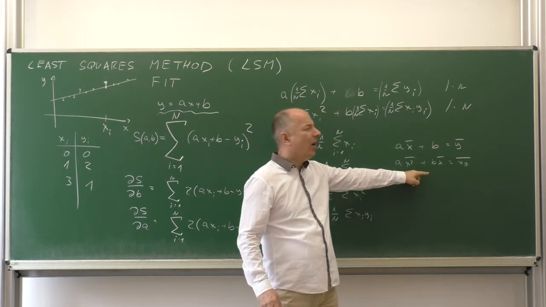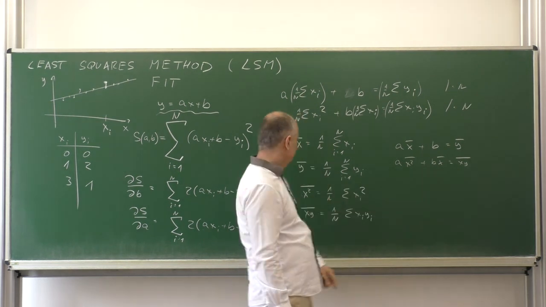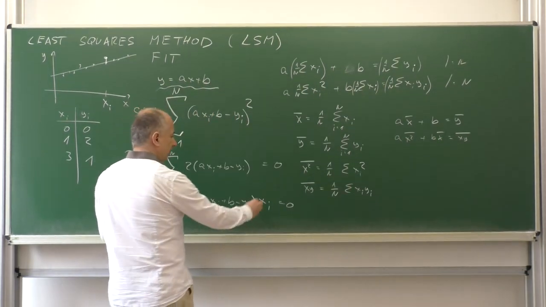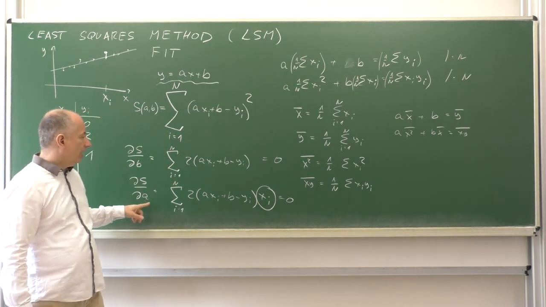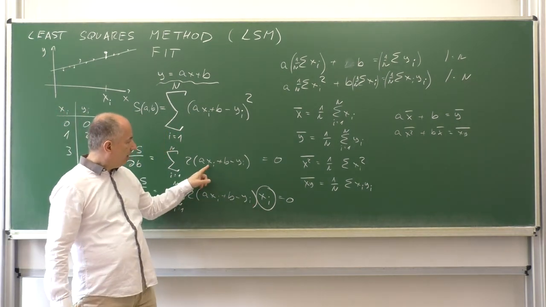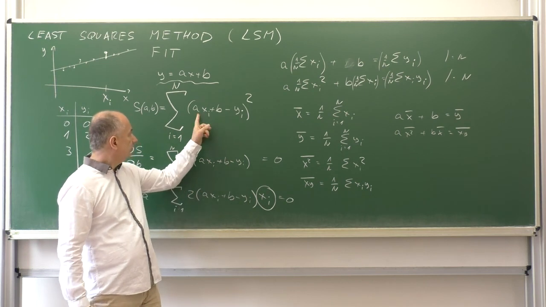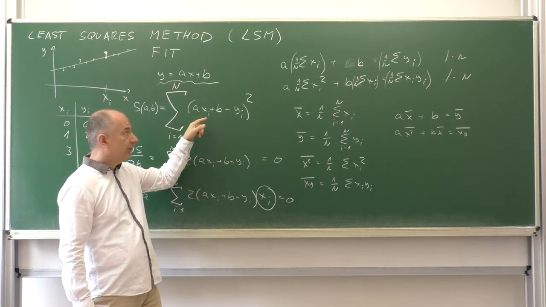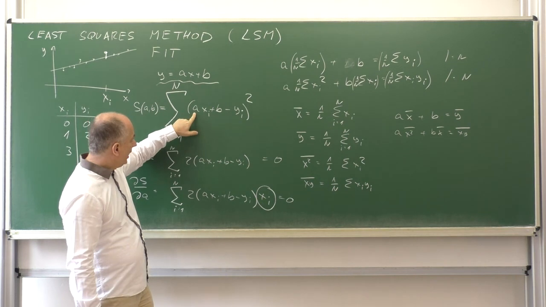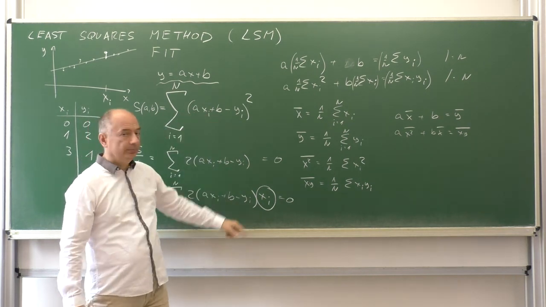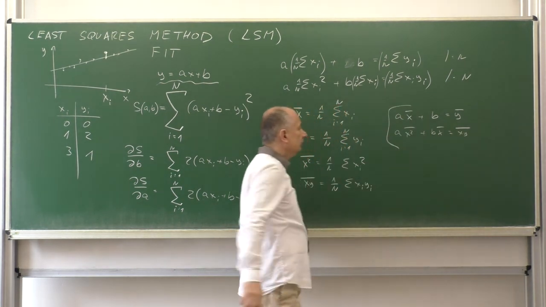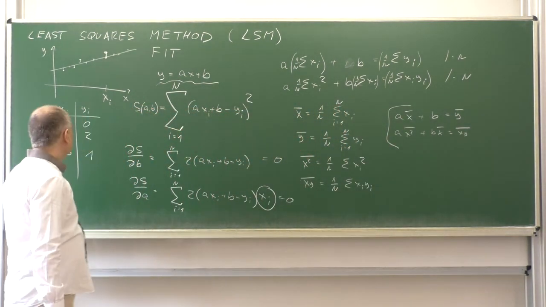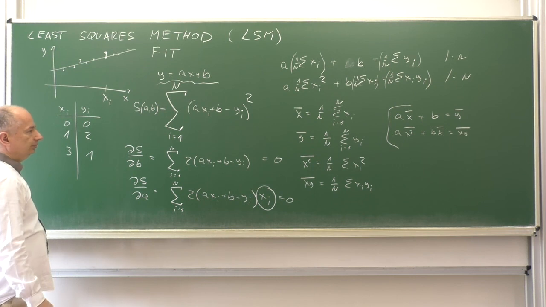We know where this one more x comes from. It comes from here. When we differentiate it with respect to a, we have to multiply by the derivative of the inner function here by a. When we differentiate with respect to a, we must multiply by xi. Okay, so this is the system of two equations that we can use for the least squares method.